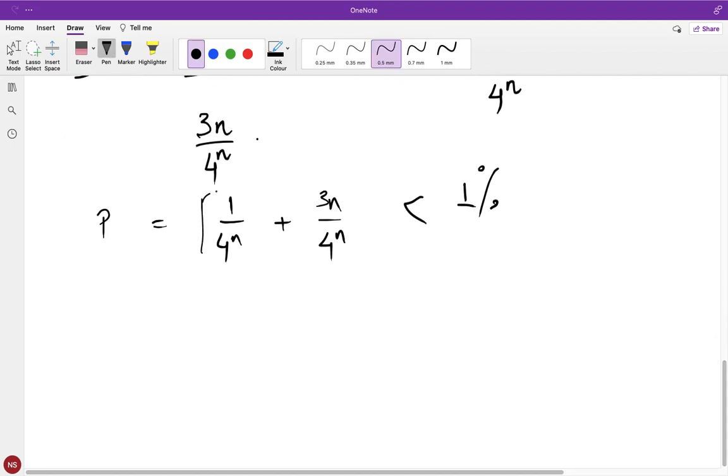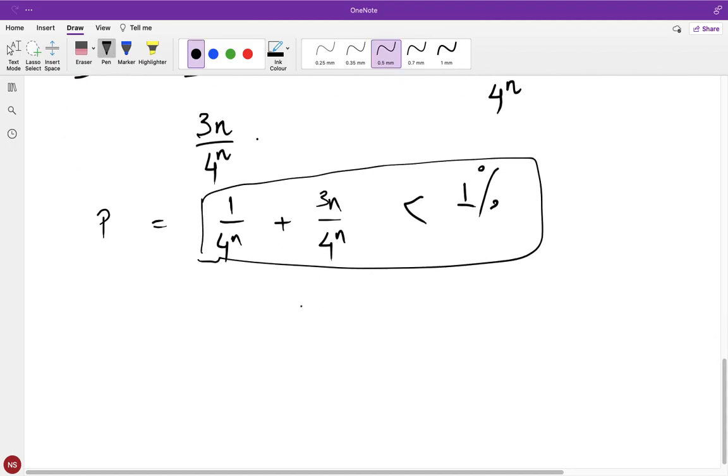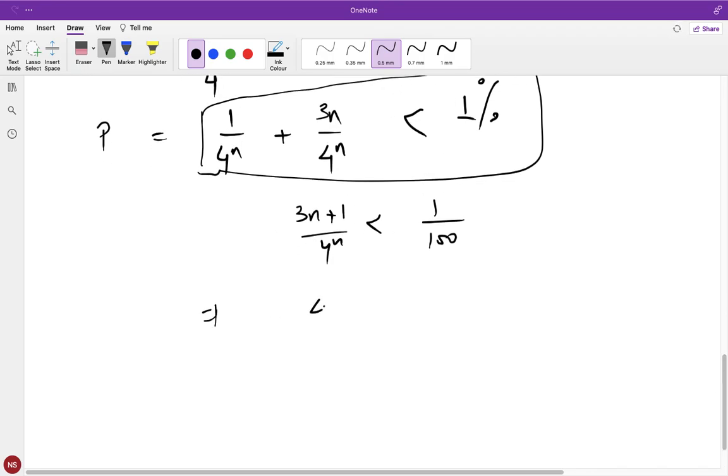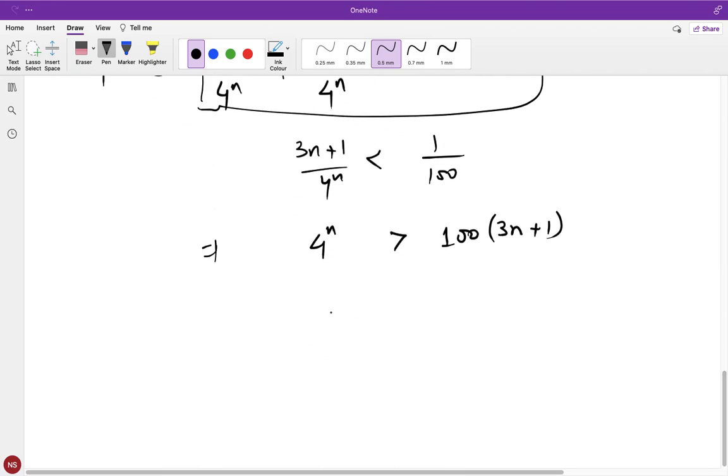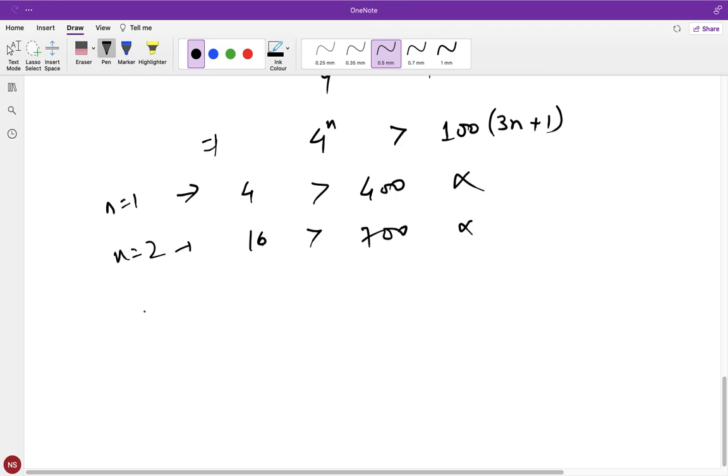Now we have to solve this equation and we will get the value of n. (3n plus 1) by 4 raised to the power n. 1% is what? 1 by 100. When I cross multiply, 4 raised to the power n is greater than 100 into (3n plus 1). If I take n equals 1, what is this? 4. What is this? 3 plus 1, 4, 400. Not true. n equals 2, this is 16, and this is what? 3 into 2, 6 plus 1, 7, 700. No. n equals 3.